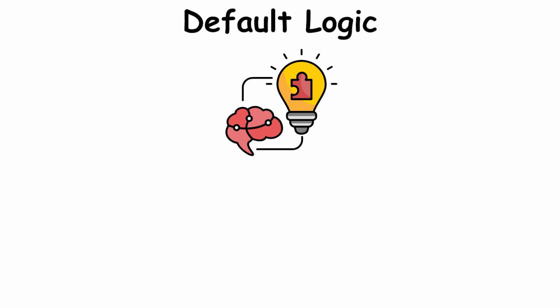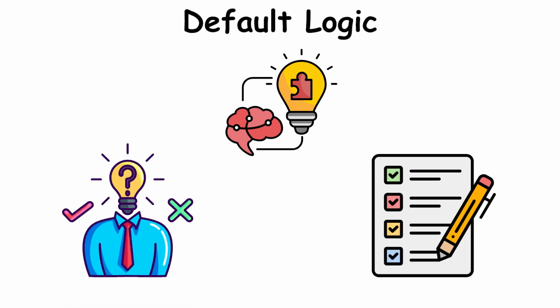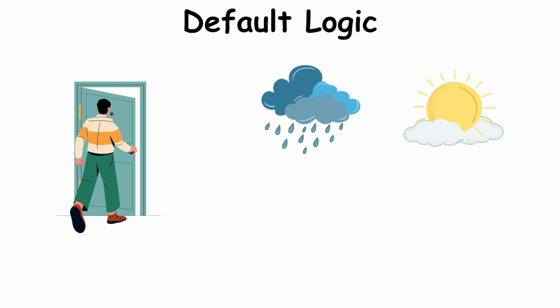15. Default logic. Default logic allows us to reason with assumptions or defaults that are generally true unless proven otherwise. Example: when you go outside and it's cloudy, you might assume it's going to rain unless the sun comes out. This reasoning allows us to fill in gaps in knowledge when we don't have all the facts.